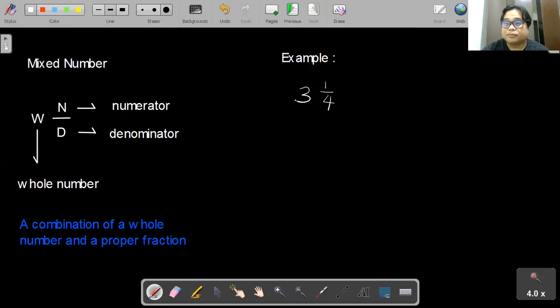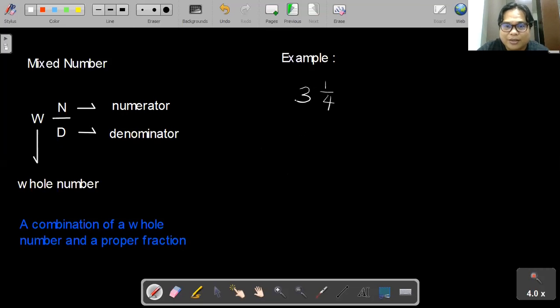So how does it happen? For example, you're on your way home. One of your friends gave you 3 kilos of bananas, and then right before you reach your door, another friend came and gave you 1/4 kilo of banana. So therefore, you now have a total of 3 and 1/4 kilos of bananas. So see, 3 and 1/4 can also be said in the same way as 3 plus 1/4. You just combine them actually, and you can say it as 3 and 1/4.